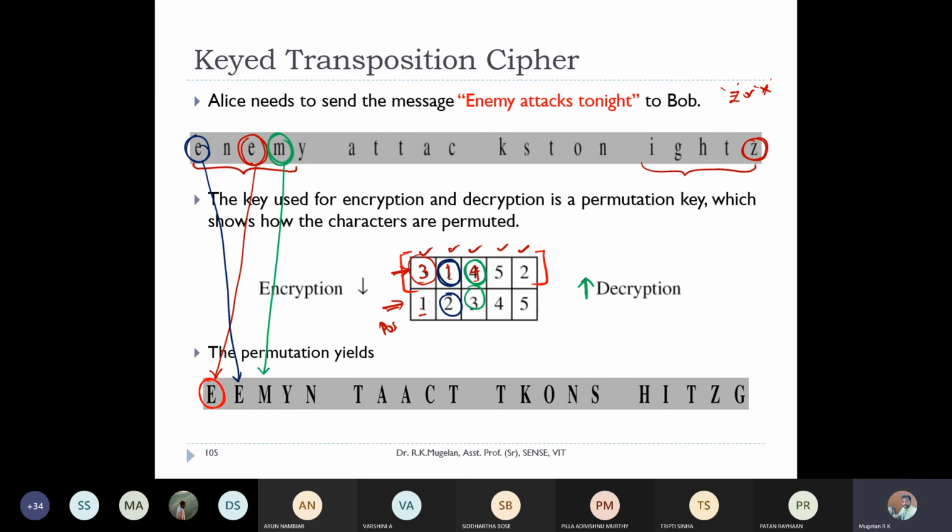Is it clear, guys? Anyone have any doubt in this one? Are you clear or not clear? It's clear. Okay, okay.